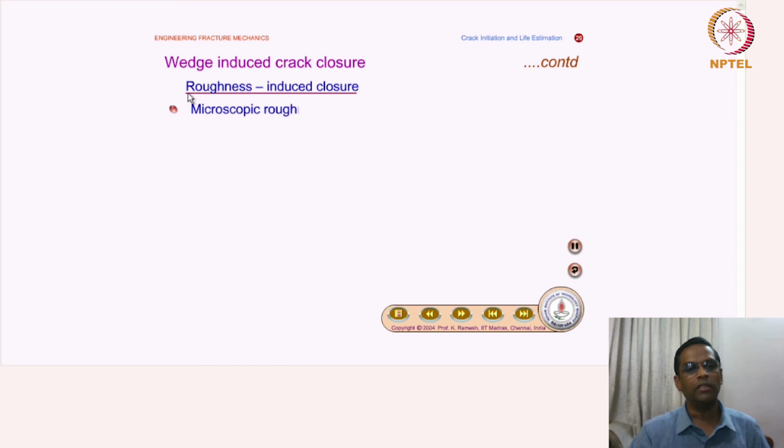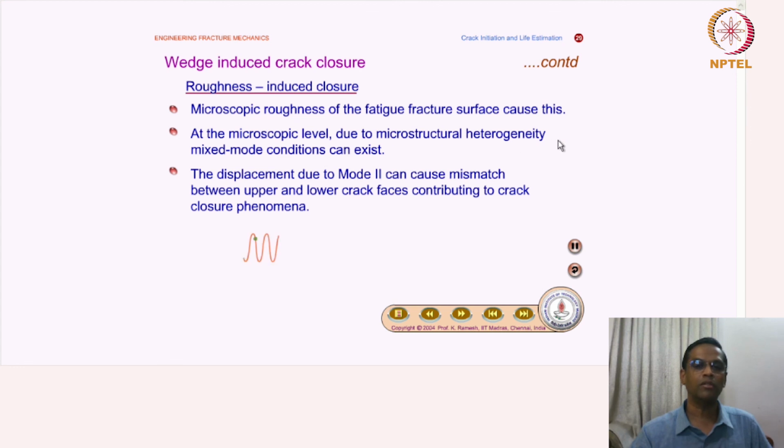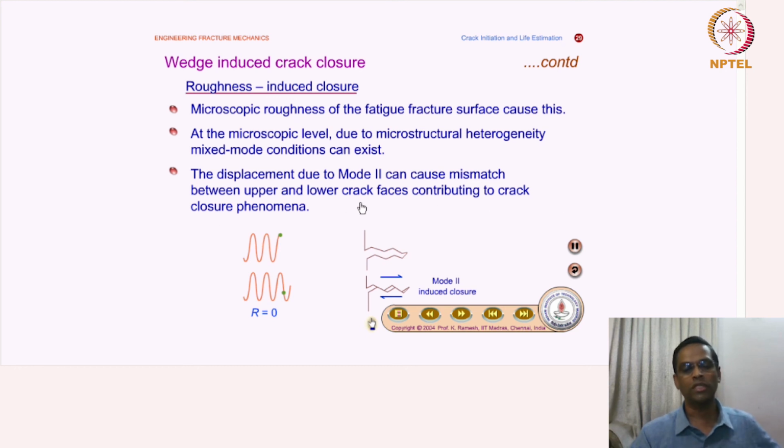In a similar way, roughness induced crack closure is also quite popular. Microscopic roughness of the fatigue fracture surface causes this. At the microscopic level, due to microstructural heterogeneity, mixed mode conditions can exist. The displacement due to mode 2 can cause mismatch between upper and lower crack faces, contributing to the crack closure. Mode 2 is a sliding mode, so obviously it will help us realize this kind of crack closure mechanism. Very straightforward idea.